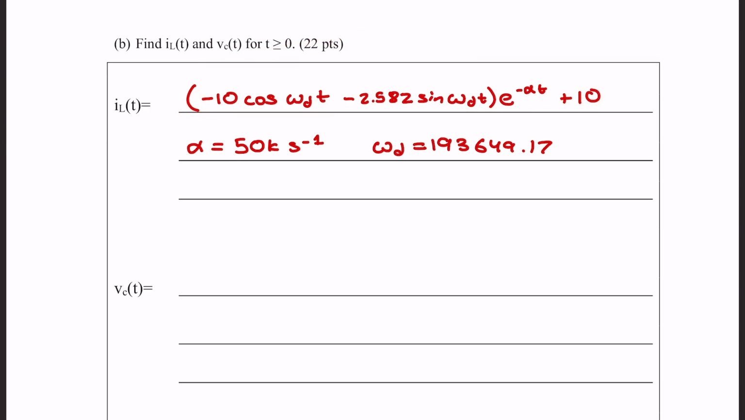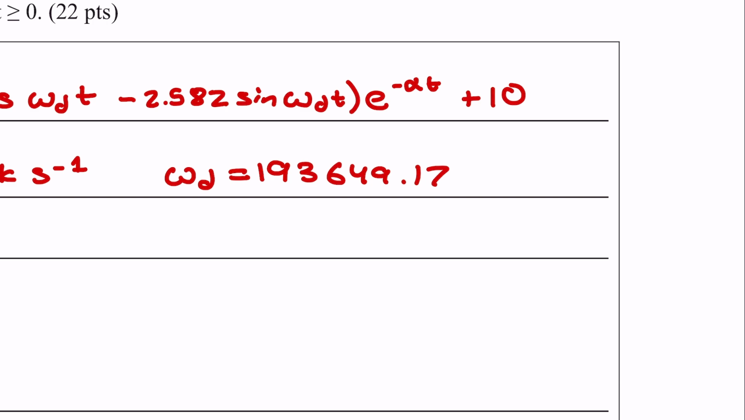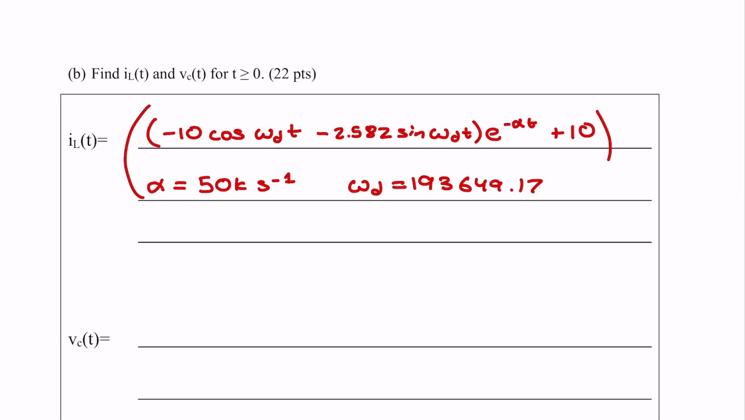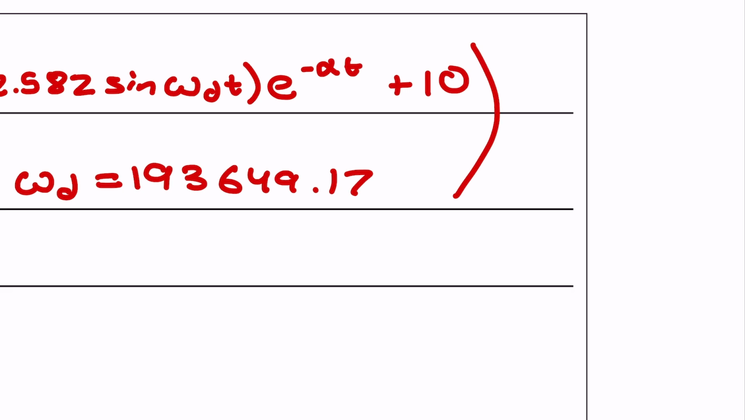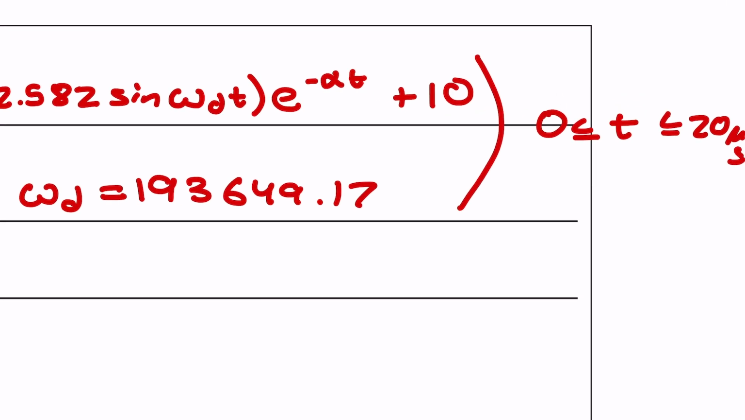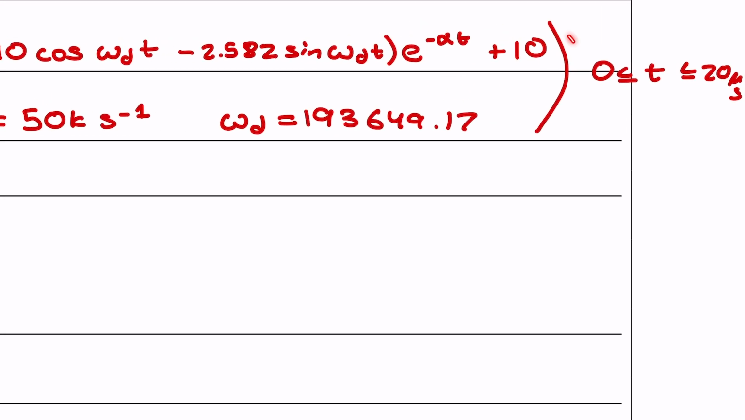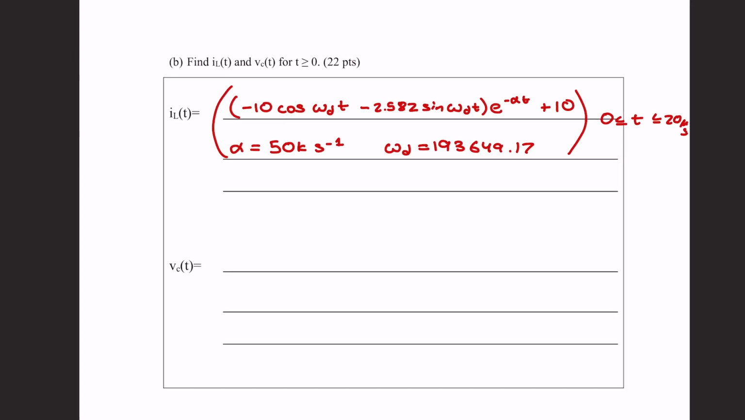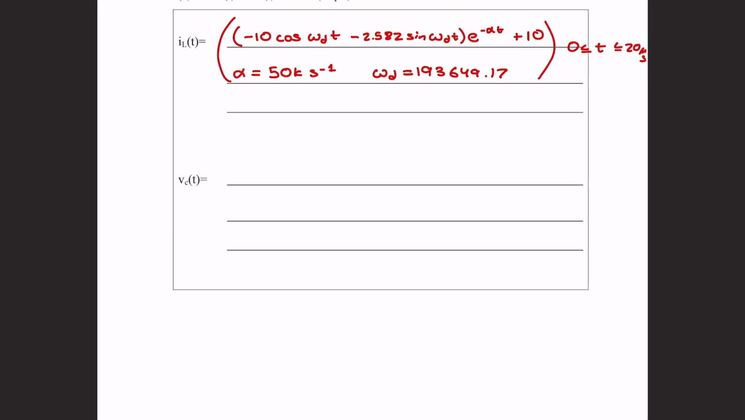So here's the thing. We can't just say that, though, because we need to clarify all of this. So let's put parentheses around it. All of this happens when t is between 0 and 20 microseconds, because remember, we're doing a piecewise. This function that we found only holds before 20 microseconds.